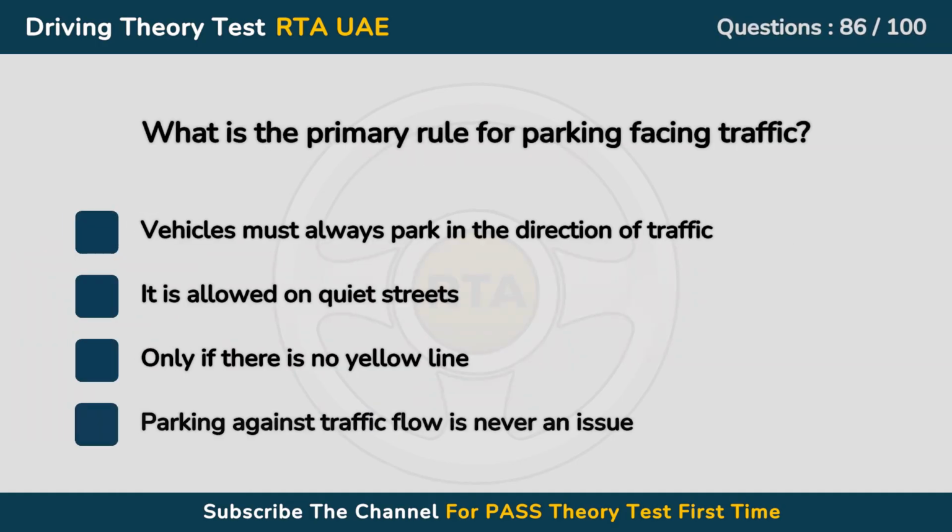Question 86. What is the primary rule for parking facing traffic? A. Vehicles must always park in the direction of traffic. B. It is allowed on quiet streets. C. Only if there is no yellow line. D. Parking against traffic flow is never an issue.